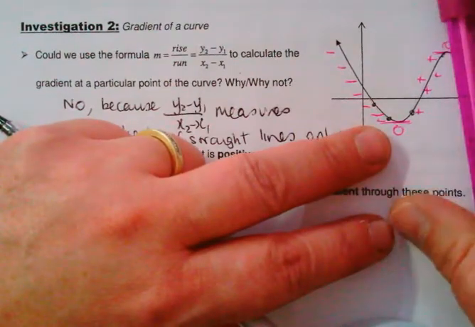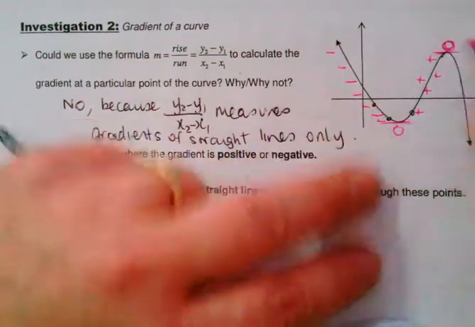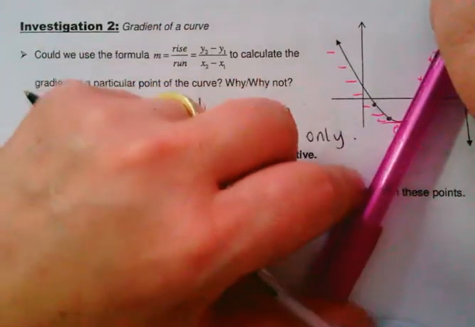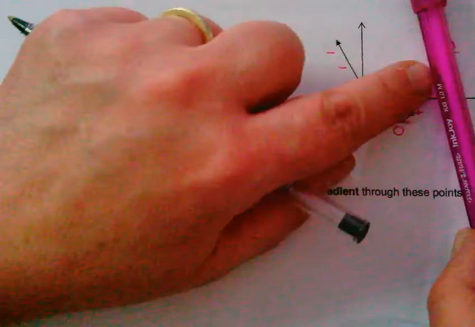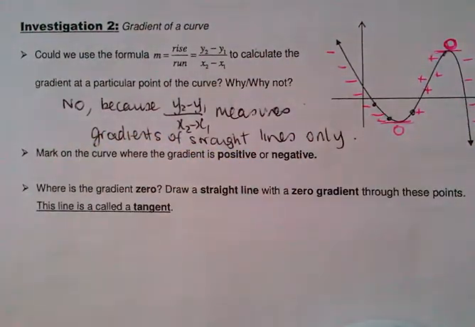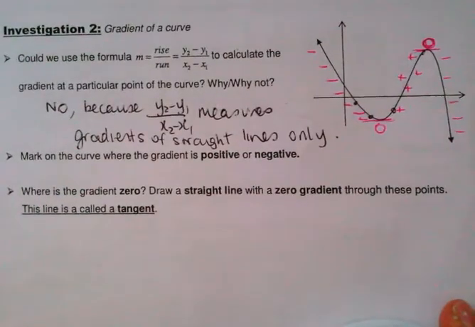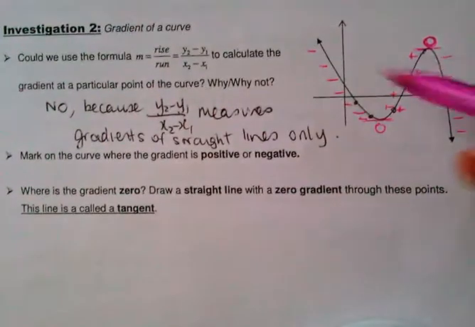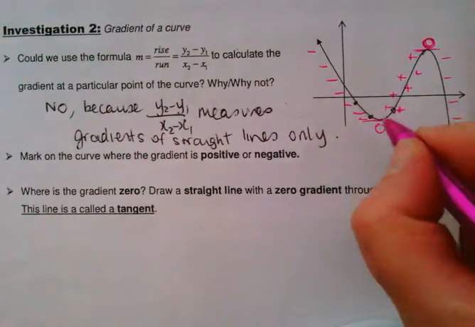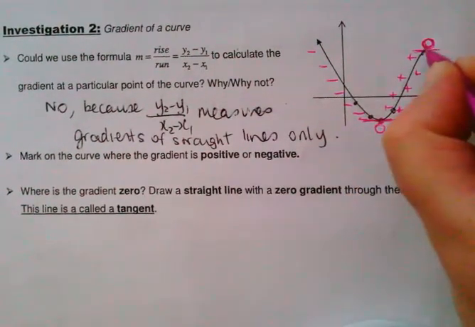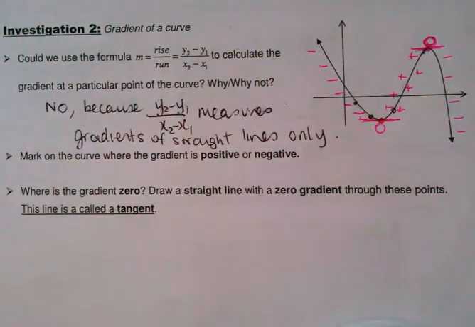Tell me about this gradient. So this is gradient 0, negative gradient, 0 gradient, positive gradient, 0 gradient. What about this gradient? Negative. Okay. So it says mark on the curve where the gradient is positive or negative, which we've done. Where is the gradient 0? We've marked that. Draw a straight line with 0 gradient through these points. So here, gradient 0 at that point, and it's 0 at that point.